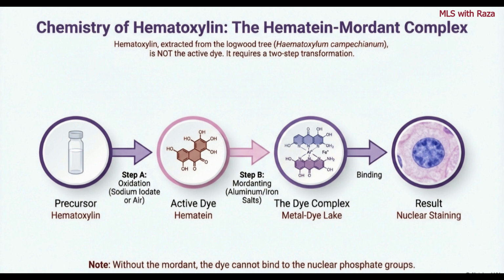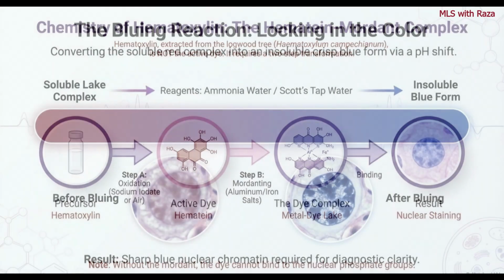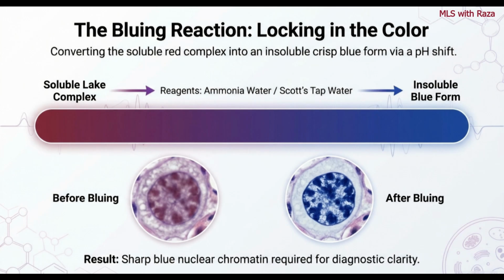But hang on, it's still not ready. In step 2, mordanting, the hematine gets combined with a metal salt. Think of the mordant like a bridge, something that allows the dye to get a firm grip on the tissue. This creates the final dye complex. And it's this big, positively charged complex that, in the third step, can finally bind to those negative phosphate groups inside the nucleus. Without that mordant, the dye just can't attach. Simple as that.